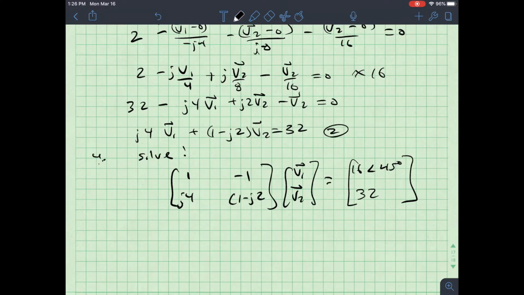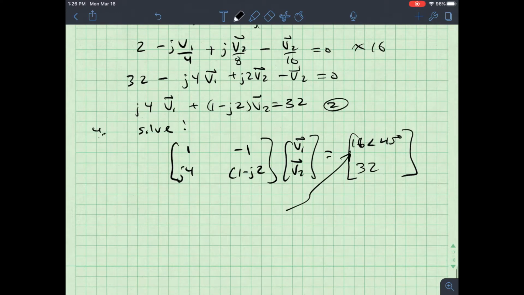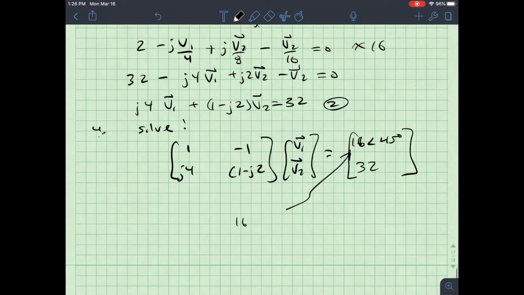Now, if I want to put this into Python or MATLAB, I've actually got to do the following. At least in MATLAB, I would do 16 times the cosine, in degrees, of 45 degrees plus 16i times the sine d of 45 degrees. Because I've already done that, I know I'm going to get 11.31 plus j 11.31.